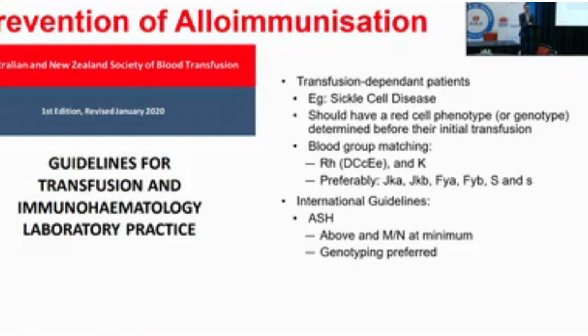So your ABO and your rhesus, as well as your KEL, which is the big K over there. And preferably extending the phenotype matching to JKA, JKB, which stands for the KID blood group, the Duffy blood group, FYA and FYB, and big S and little s at the very minimum.